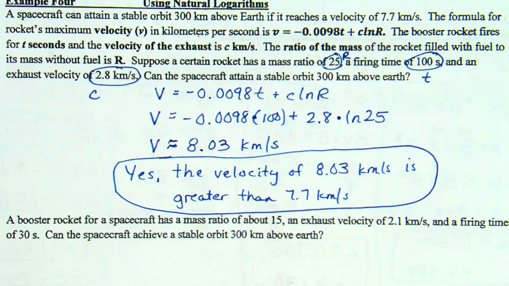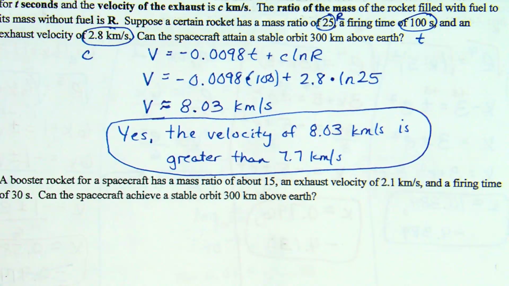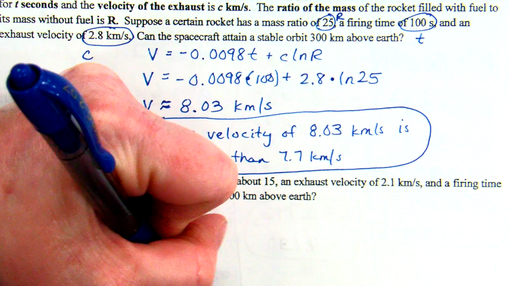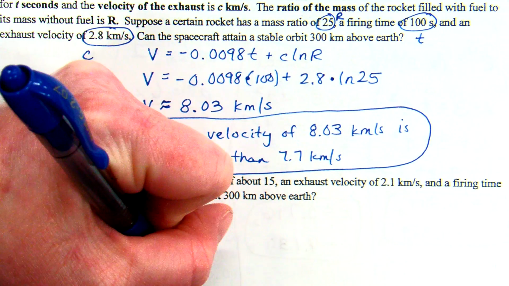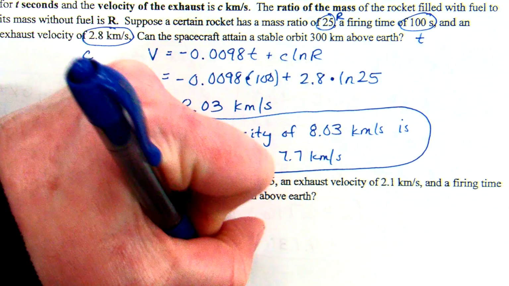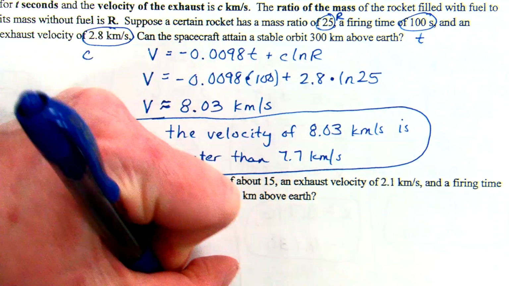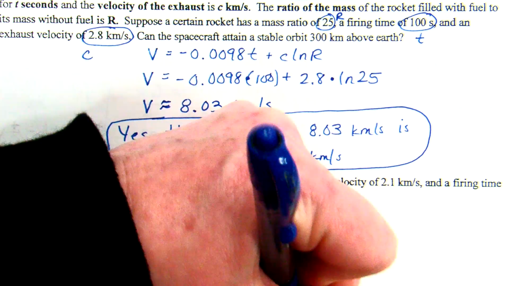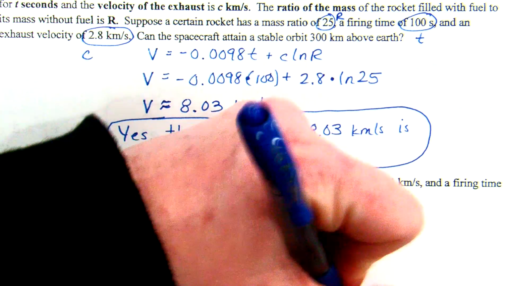I'm not going to necessarily work through the next one. The next one says a booster rocket for a spacecraft has a mass ratio of about 15, exhaust velocity of 2.1, firing time 30. Can the spacecraft achieve a stable orbit? Same question, different info, right? So I'll write down the answer if you tried it or you want to try it and check. But you guys can get working on homework. Your homework is lesson 7-6 in Math Excel.